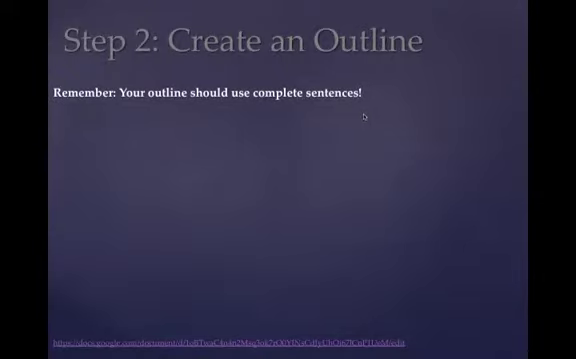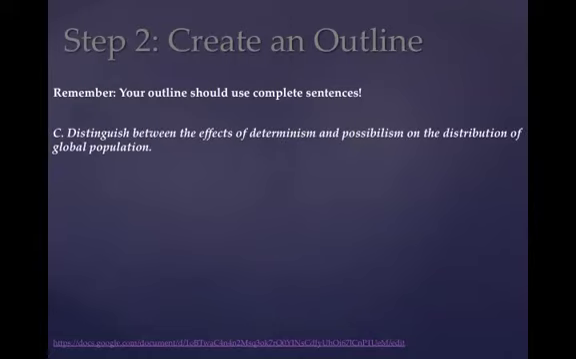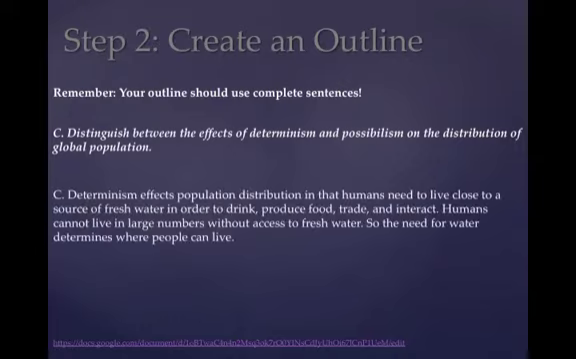Okay, if we look at part C of the question, Part C asks us to distinguish between the effect of determinism and possibilism on the distribution of global population. So this is an analysis level question. This is not simply just know something, but be able to break it into parts and understand some causes and some effects. Okay, so our answer is determinism affects population distribution in that humans need to live close to a source of fresh water in order to drink, produce food, trade, and interact. Humans cannot live in large numbers without access to fresh water, so the need for water determines where people live.